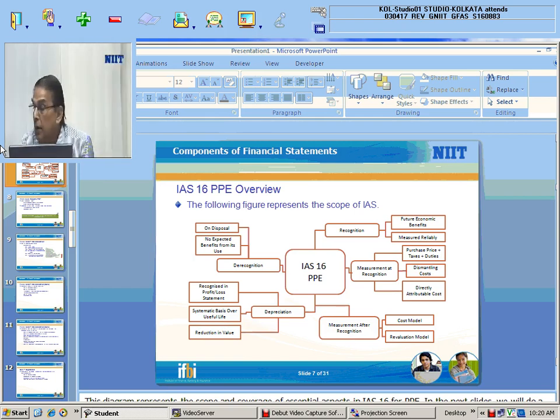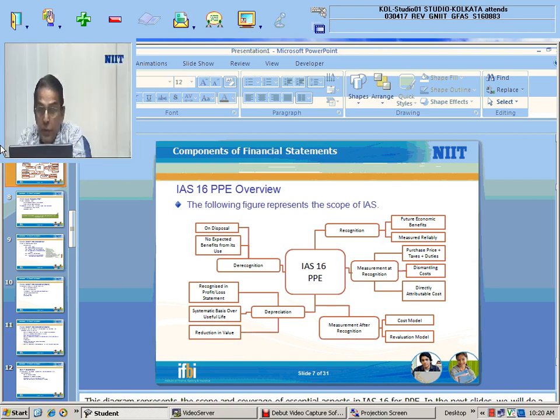Then measurement: when you recognize an item of property, plant and equipment in your books of accounts, how is it measured, what value do you put in the books? Measurement at recognition will be purchase price plus taxes plus duties. It can include dismantling cost. It can also include other directly attributable costs. We will discuss all these things one by one.